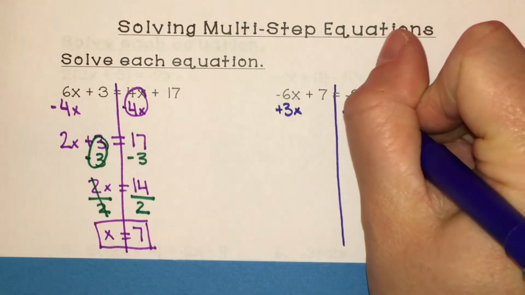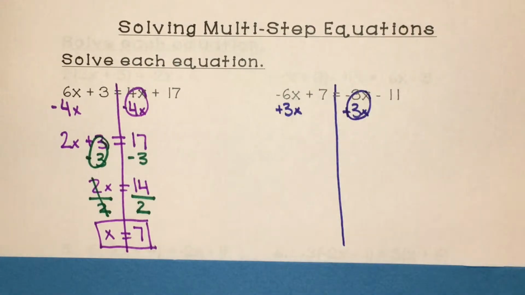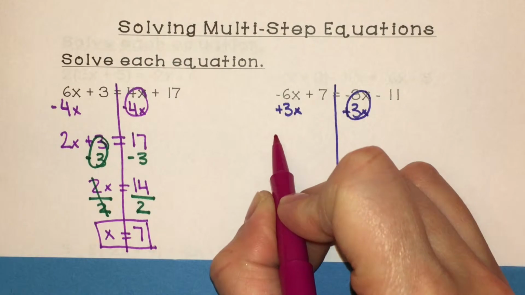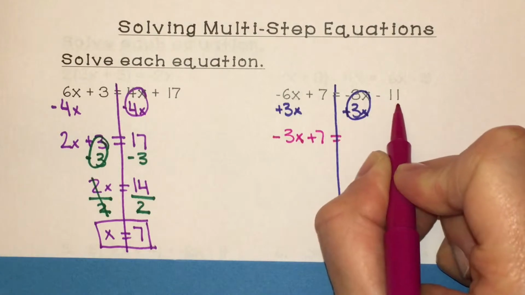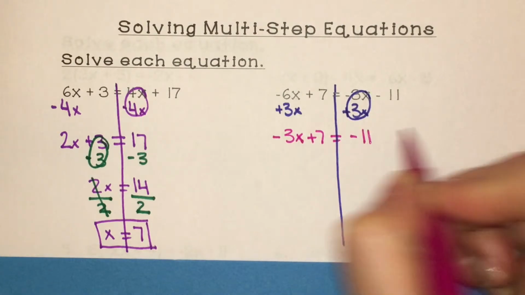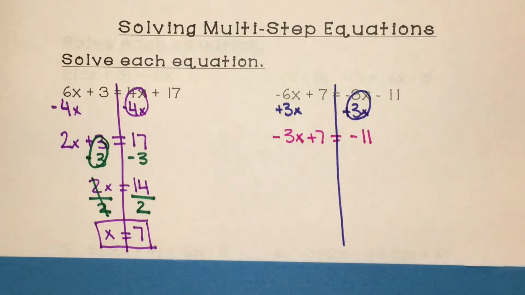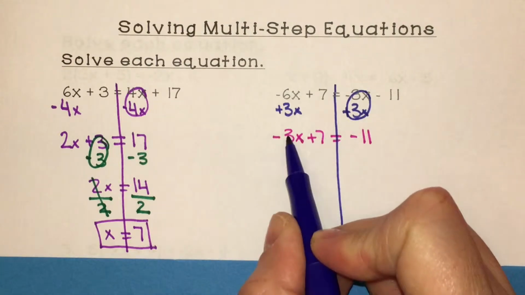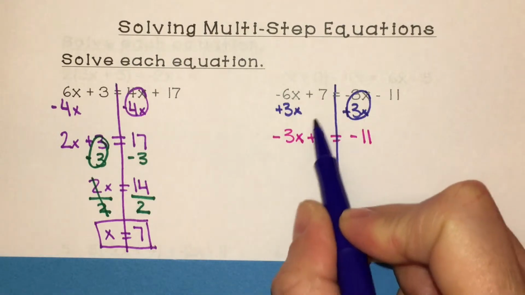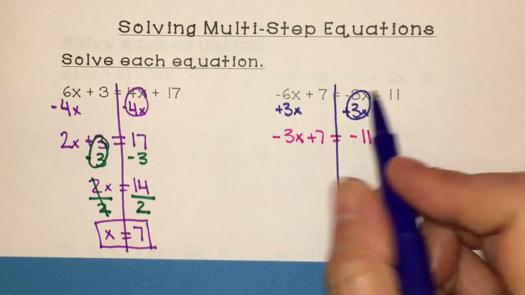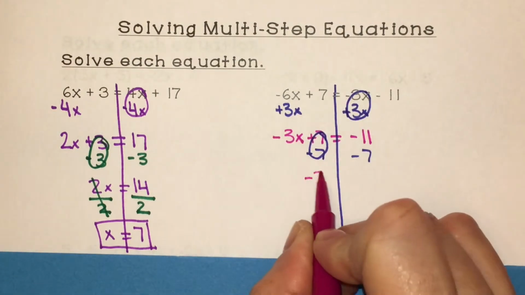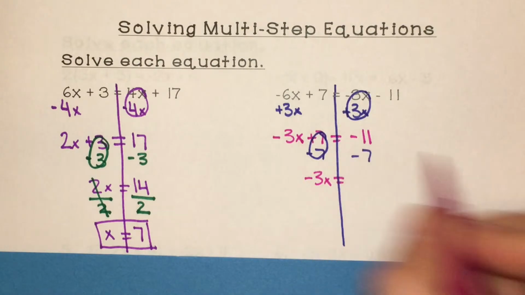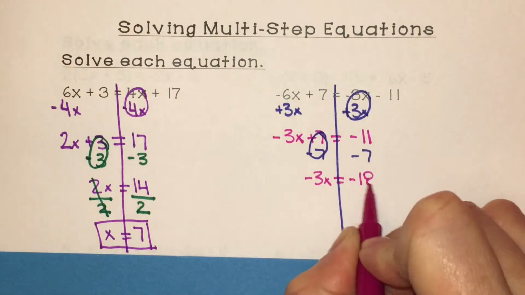So negative 3x plus 3x is 0. Over here, negative 6x plus 3x is negative 3x. Bring down the plus 7 is equal to, don't forget that minus has to stay in front of the 11. So now it becomes negative 11. All right, again, I still want x by itself. X is being multiplied by negative 3, but there's also a plus 7. That plus 7 is by itself, so I can get rid of that first. Opposite of plus 7 is minus 7. 7 minus 7 is 0. So I'm going to bring down my negative 3x equals negative 11 minus 7, negative 18.